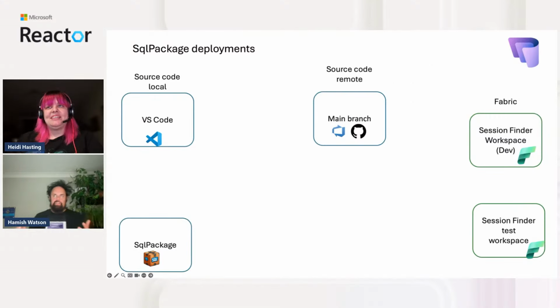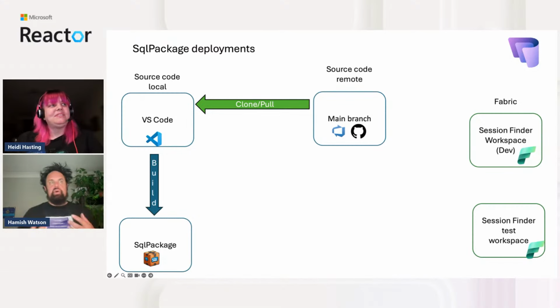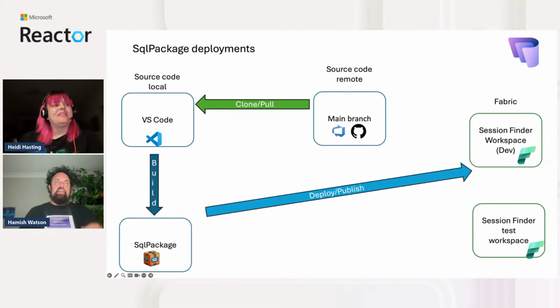Alrighty, so let's have a look at this. On the left-hand side, I've got my VS Code, I'm working locally. What I'm going to do is pull down or clone the latest code from source control. I'm then going to make my changes and then build, right? I'm going to be using SQL package to do my build, and then I'm going to deploy or publish that out to my dev environment.